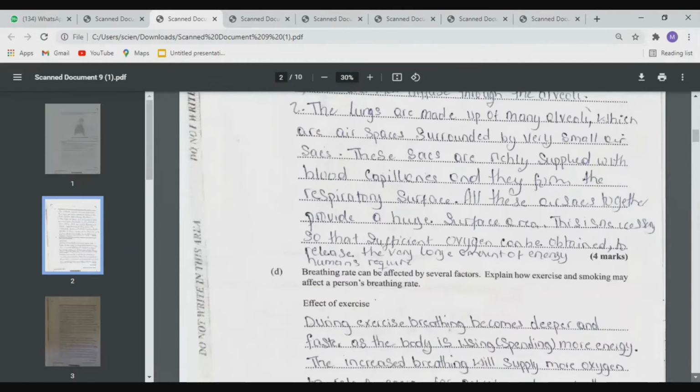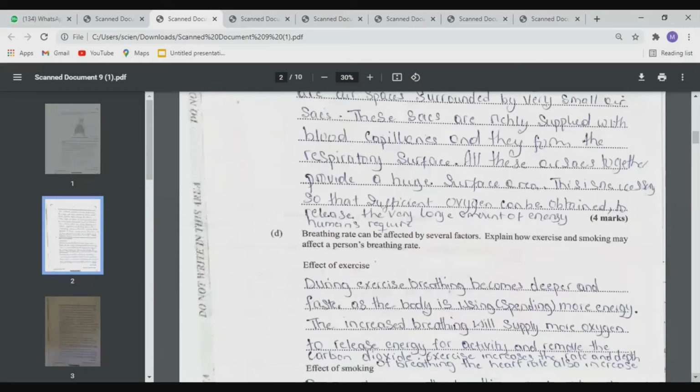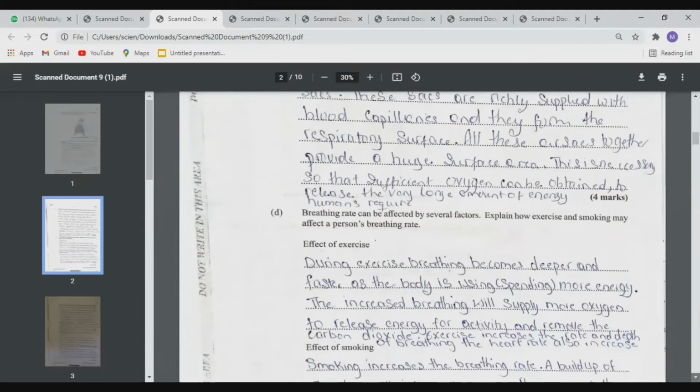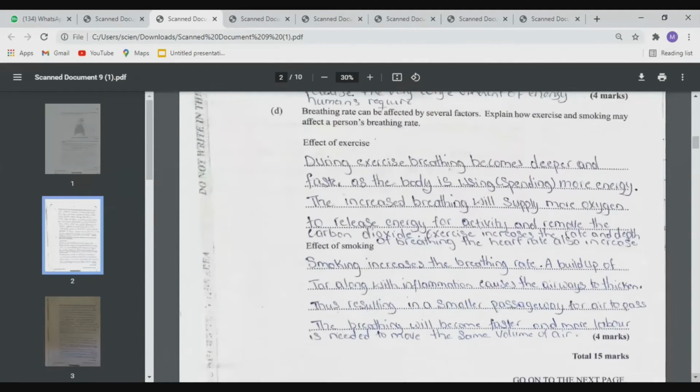So D, breathing rate can be affected by several factors. Explain how exercise and smoking may affect a person's breathing. So the effects of exercise. During exercise, breathing becomes deeper and faster as the body is spending more energy. The increased breathing will supply more oxygen to release energy for activity and remove carbon dioxide. So exercise increases the rate and depth of breathing. The heart rate will also increase.